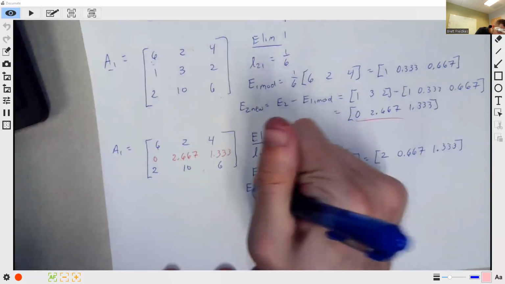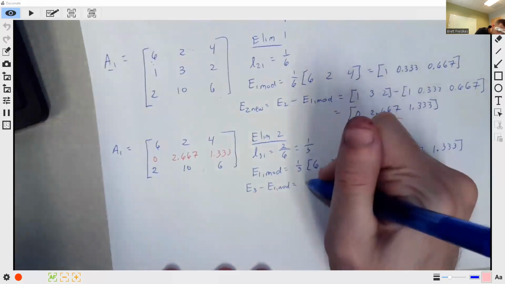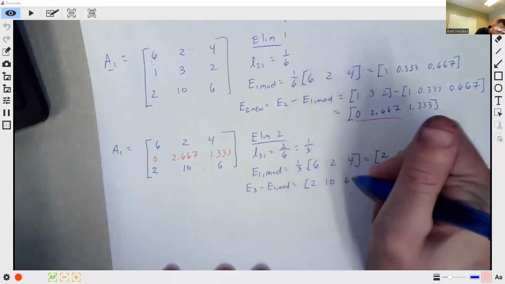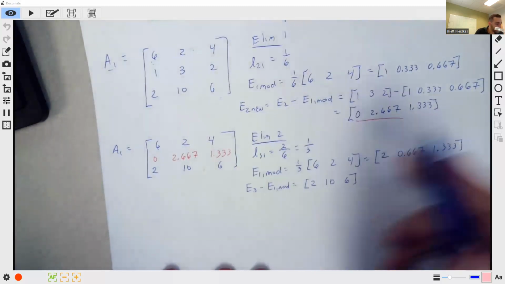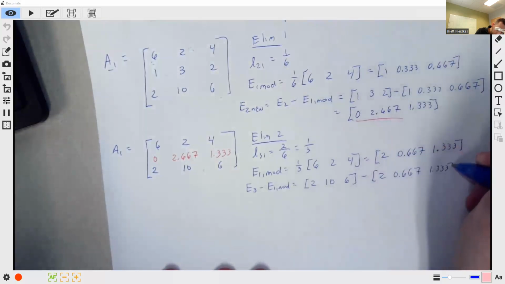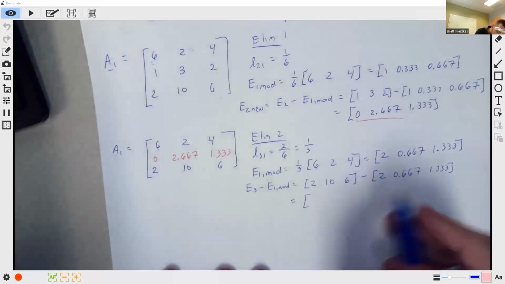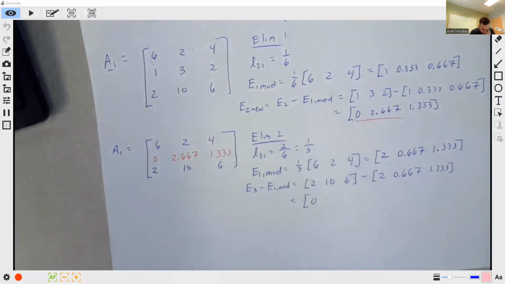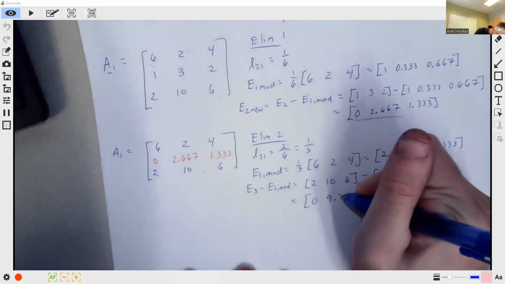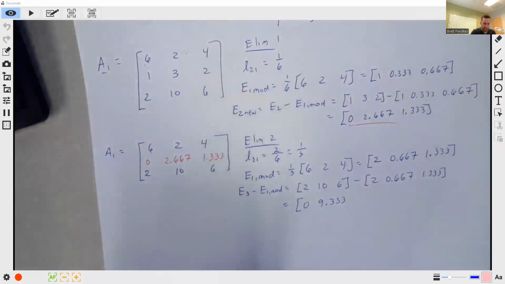So now what we'll do is E3 minus E1 mod, which will be our 2, 10, 6. That's our original E3, minus our modified equation 1, which is what we just found. And now we subtract. 2 minus 2 is 0. If we do 10 minus 0.667, we will get 9 1/3, which we'll write as 9.333. 6 minus 1/3 will be 4.667. Let's double check that in our calculator. Yep, 4.667.